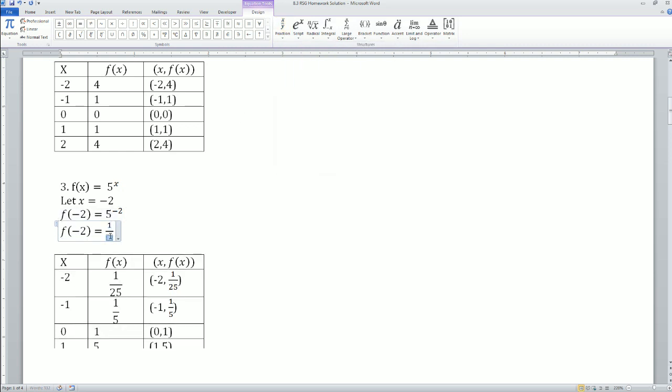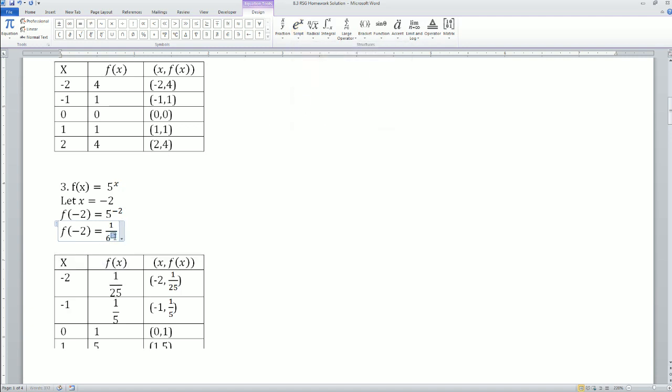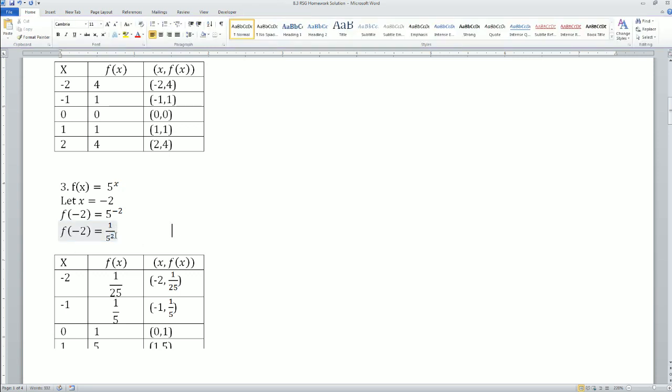You would have to bring it down. It becomes 1 over 5 to the 2nd power. When it was on the top, the numerator, it comes down to the denominator. That is how you get the exponent to be a positive value. 5 squared is 25. So when the exponent is -2 in this case, it's 1 over 25.